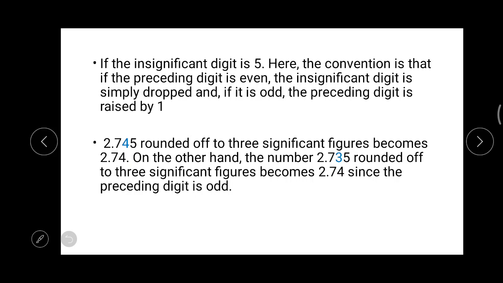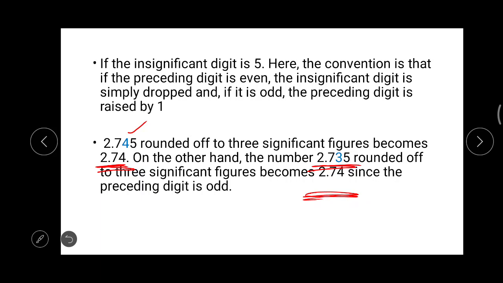So an example is also given, that is 2.745. You can see that the preceding number is even, so we are removing 5, and there will be no changes in the preceding number, and the resultant will be 2.74. Suppose the preceding number was an odd number, and here the example is given, that is 2.735. When we are rounding off that one, the 3 should be raised by 1 because it is an odd number, then it becomes 2.74.